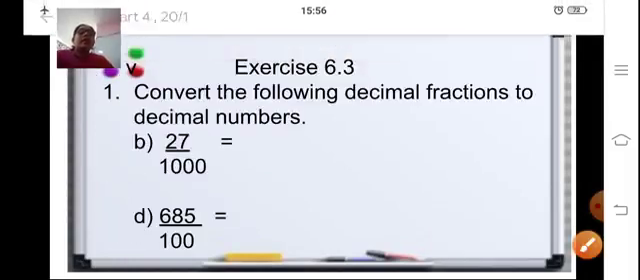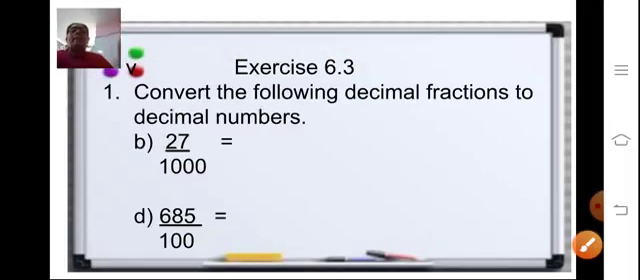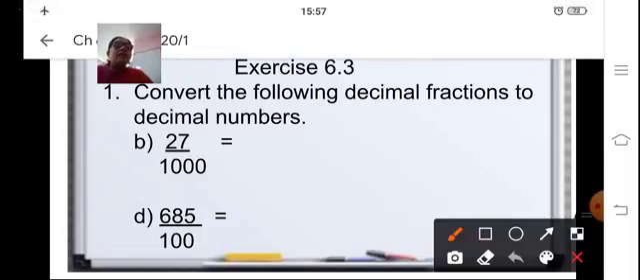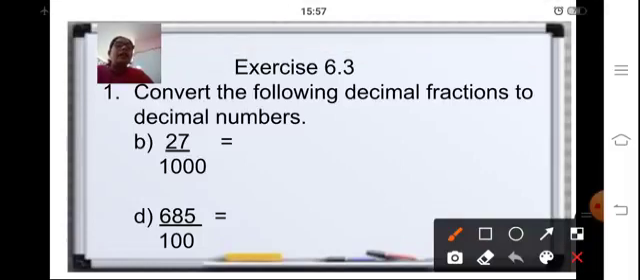Let us start with our exercise. It's quite easy. Exercise 6.3, which you have to do in your Maths homework book. Now convert the following decimal fractions to decimal numbers. Again, the same way as we already learned in the example.